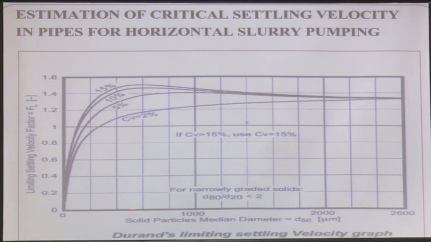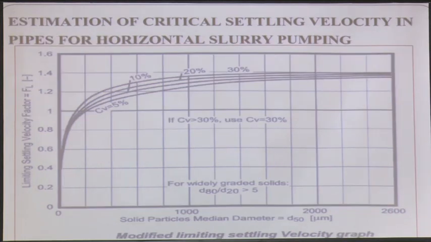So, what you need to do? You need to pick up the D50 size, then pick up the volume concentration, then go there, come here, and see what is the value of FL, which is the limiting settling velocity factor. FL needs to be computed. Now, he has got another curve, but this one has been modified by Cave. So, it is the Cave-Durand modified curve, right.